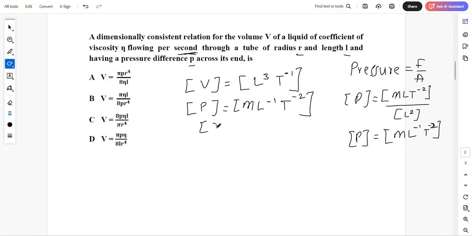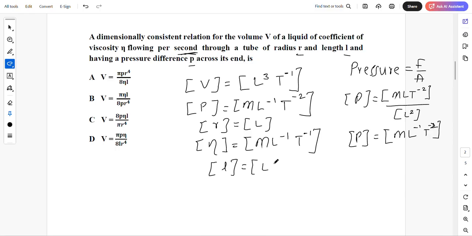What is the dimension of r? Radius r means that is L. Dimension of eta, that is coefficient of viscosity, we have seen M L to the power of minus 1 t to the power of minus 1. This you have to remember, they will be asking the coefficient of viscosity. And then L is what? Just L. Let us substitute on the RHS.